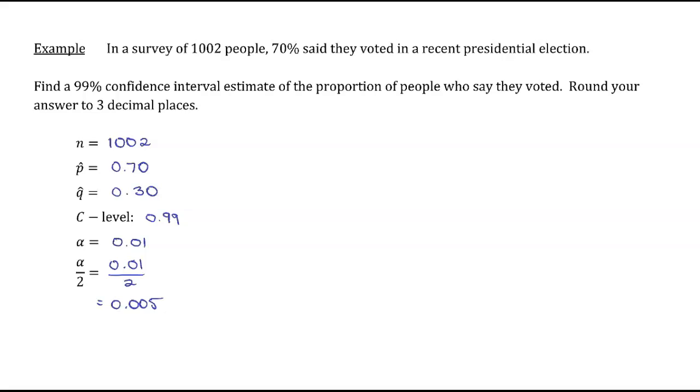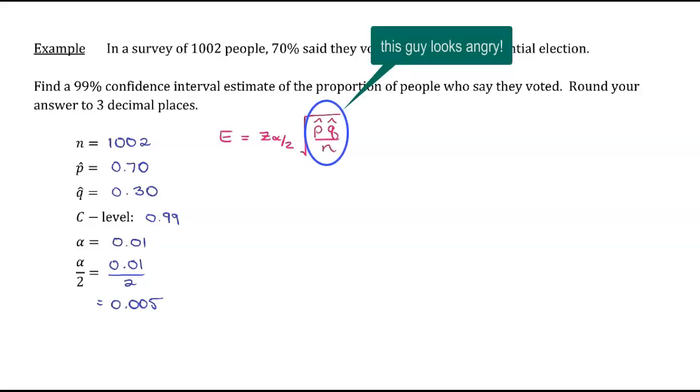We already have p hat, so the next step is to calculate E, the margin of error. This is equal to z sub alpha over 2 times the square root of p hat times q hat divided by n. We already have all of these values except for z sub alpha over 2.